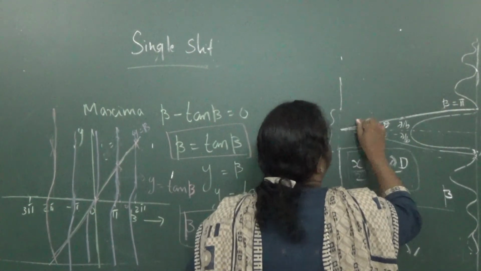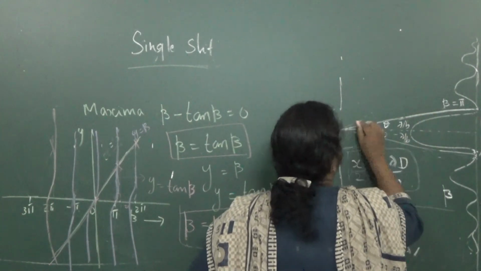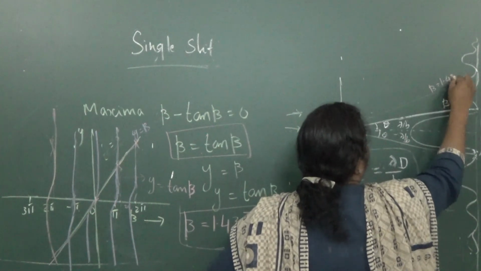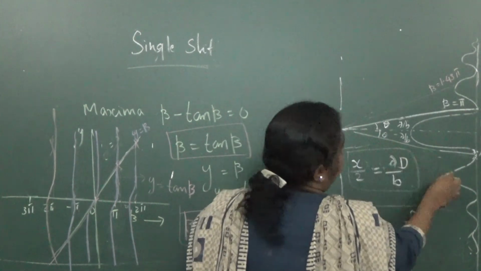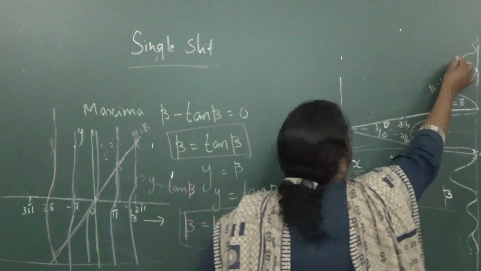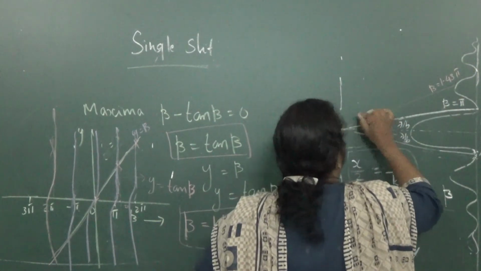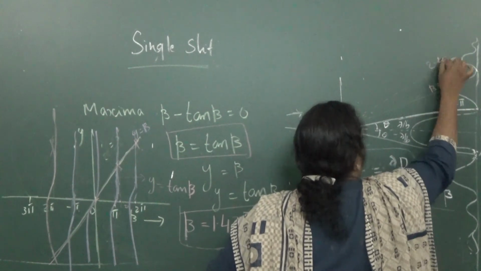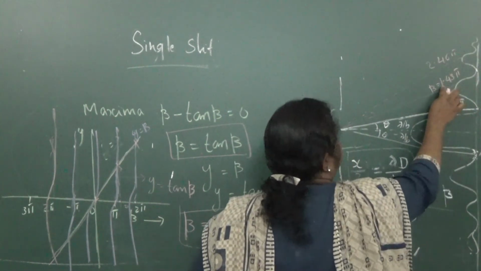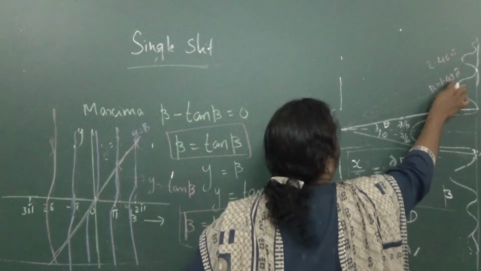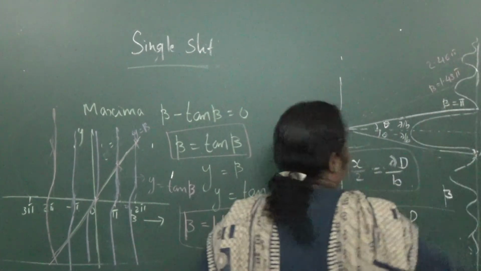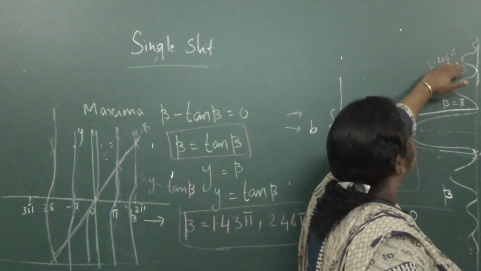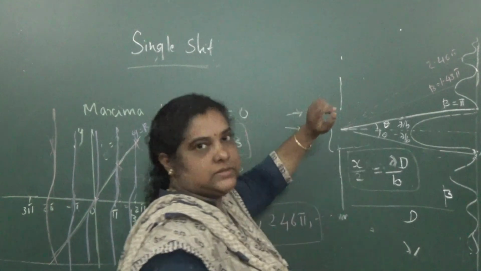So this beta value will be 1.43 pi. Okay, this beta will be 1.43 pi. Then the second maxima, or secondary maxima, is the second one. So this is 2.46 pi. So it is a multiple of, here, 1.43 and 2.46 pi approximately. Okay, then this point shows the condition for maxima in this case.